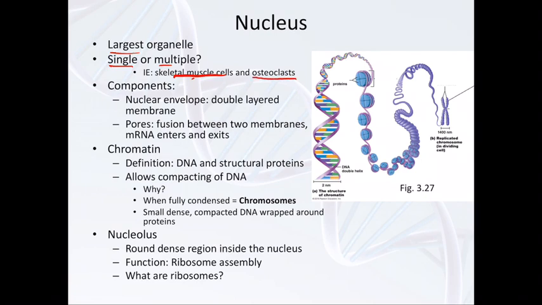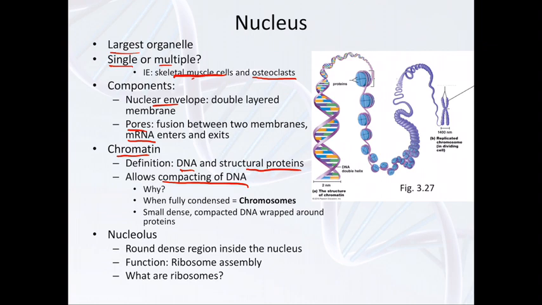Okay, so the components of the nucleus are, number one, the nuclear envelope, the double-layered membrane. There are pores that allow for messenger RNA and other things to enter and exit the nucleus. There's chromatin, which is really DNA plus structural proteins. This is all just kind of the substance inside the nucleus that's always floating around. Chromatin allows for compacting of DNA, and so the structural proteins are there for the DNA to wrap around, and when they're fully condensed into the fully condensed version, those are called chromosomes.